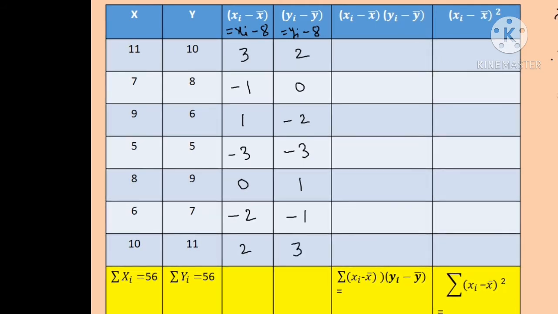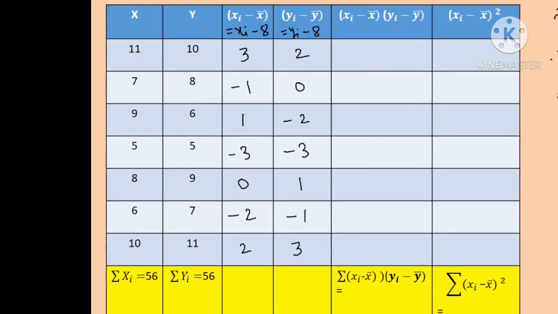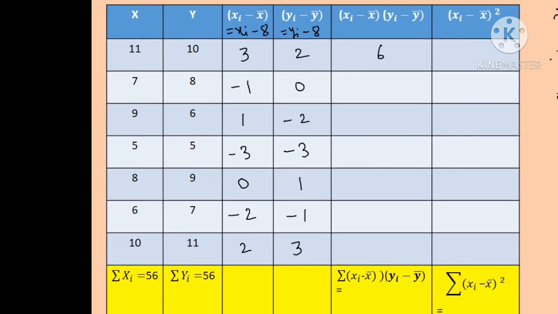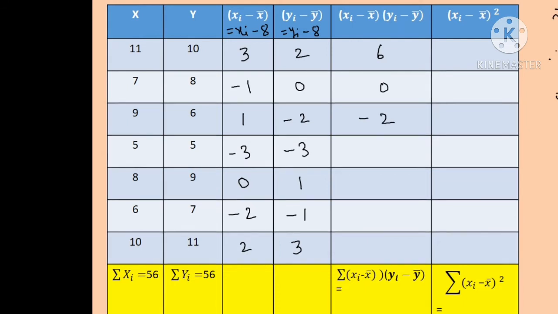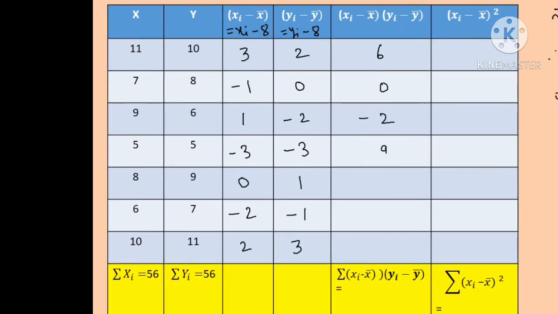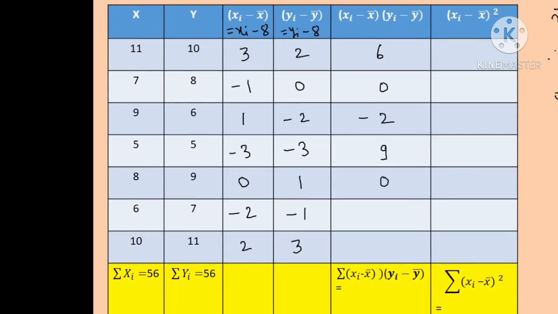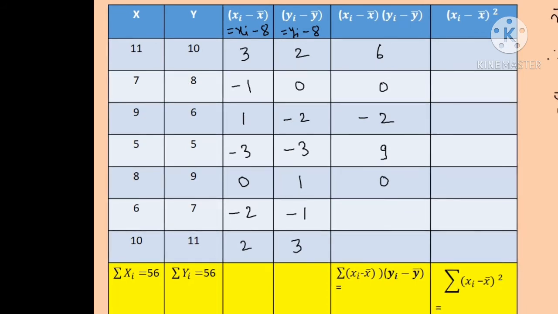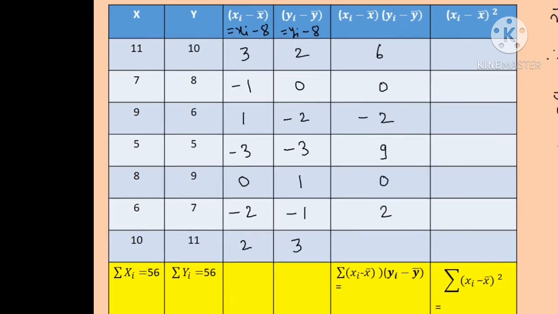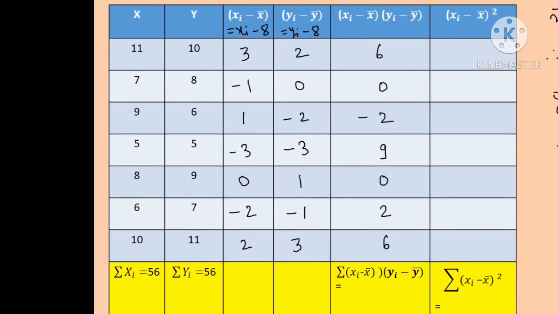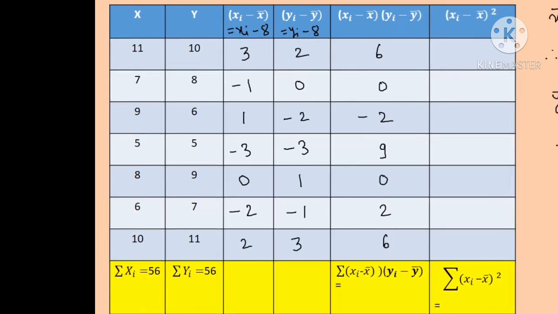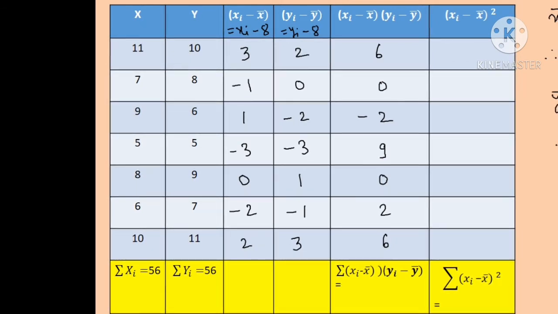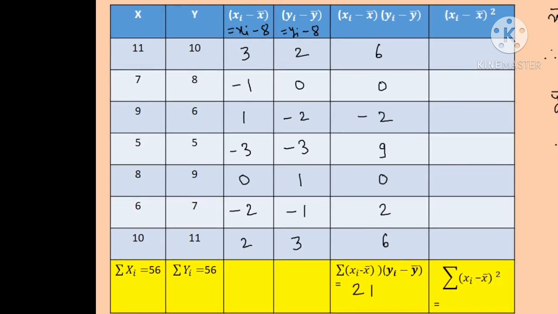Now we need to multiply these two values. So 3 twos are 6, 0, 1 into minus 2 is minus 2, minus 3 into minus 3 is plus 9, 0 into 1 is 0, minus 2 into minus 1 is 2 and 2 threes are 6. So let us add this. 6 plus 9 is 15, plus 2 is 17, plus 6 is 23, minus 2. So we get this summation equal to 21.